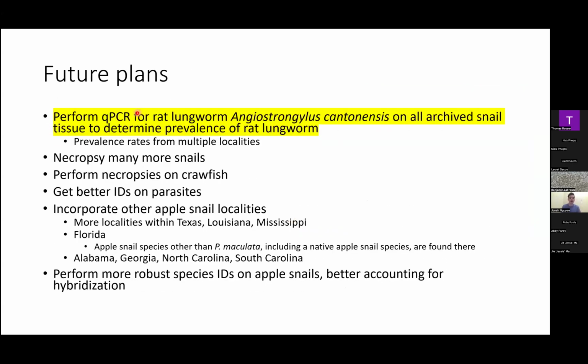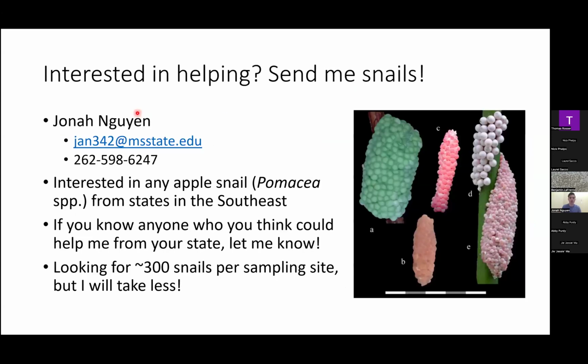So the future plans especially are to perform qPCRs on apple snail tissue that I have saved in the freezer, so we can get a prevalence rate of rat lungworm via qPCR. And that's where you could come in. You could send me apple snails, maybe. So maybe save my contact information if you're interested. Really only interested in the Southeast US. So yeah, that's about it. Sorry I had to blow through a lot of stuff, but too big of a presentation.